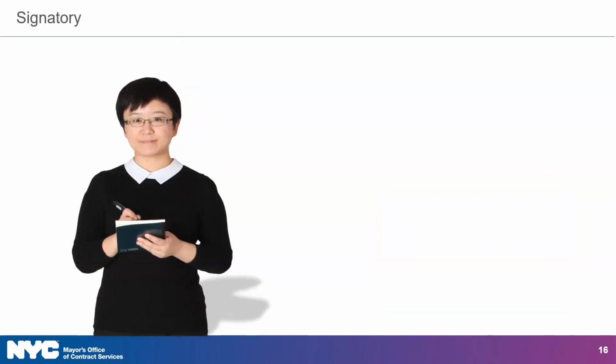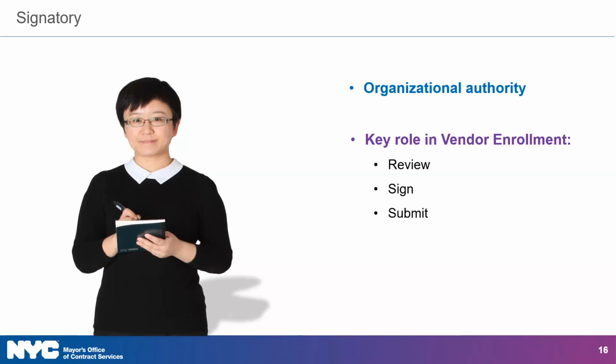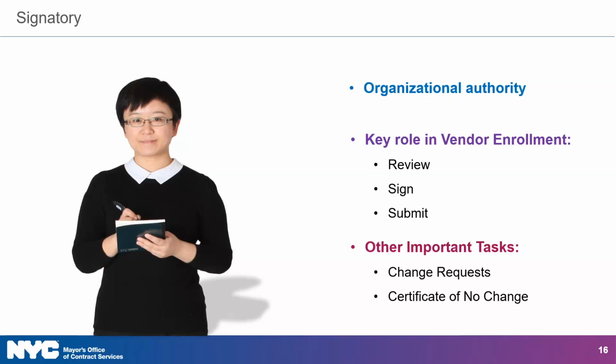Signatories should be members of your organization who have the authority to sign on behalf of it. Signatories are required for vendor organizations to enroll in Passport. They have the power to review, sign, and submit the vendor enrollment package. Signatories are also needed for organizations to submit change requests or certificates of no change.